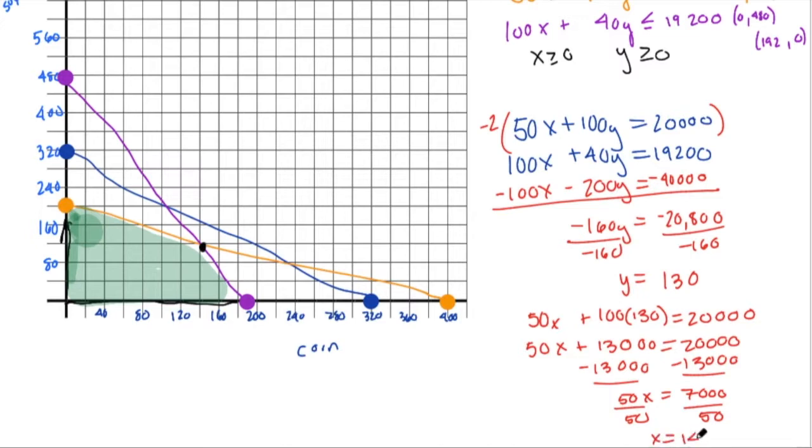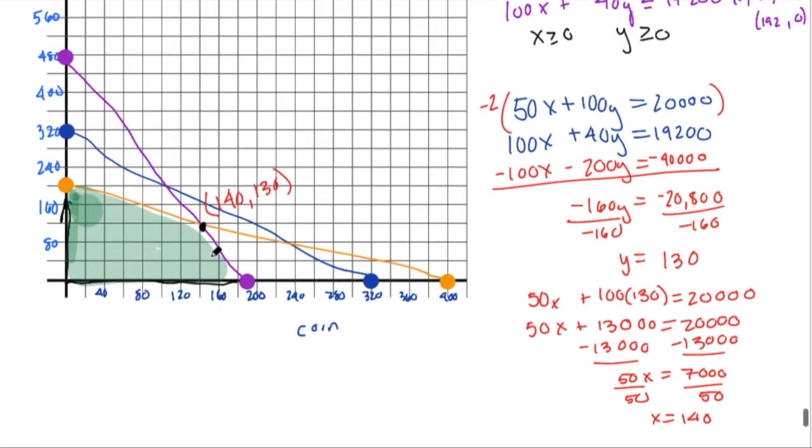So that point of intersection on our graph here is the point (140, 130), which is kind of a nice number. It's not too messy, but it's just going to be really hard to identify that without solving the system to be extra sure.